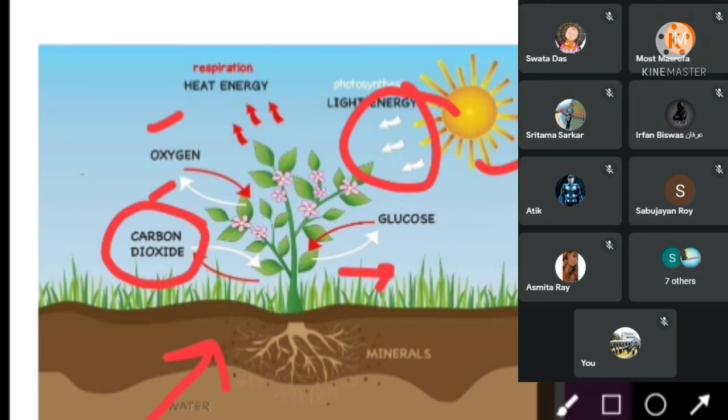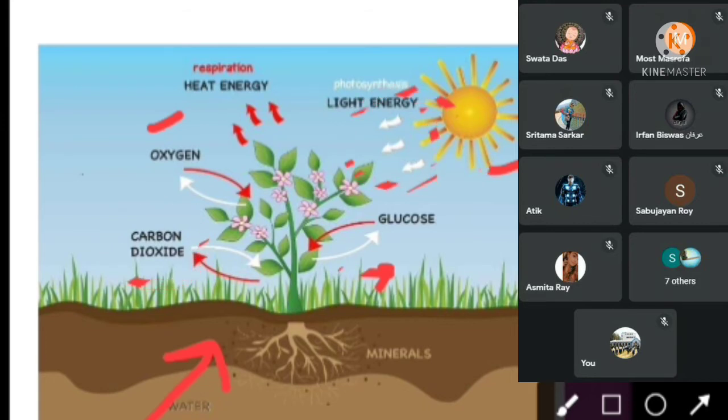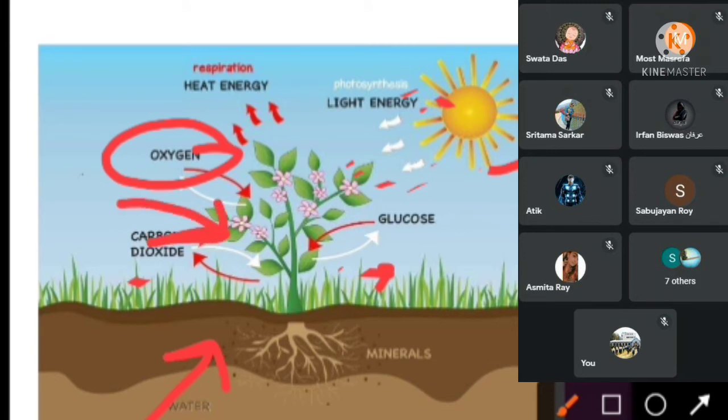Next we will see the process that happens at the time of respiration. So now we will follow the red arrow. See, carbon dioxide comes inside during photosynthesis, and after photosynthesis oxygen is produced. This oxygen goes outside the body after photosynthesis. But at the time of respiration, plants take this oxygen inside them. This is the process of respiration.